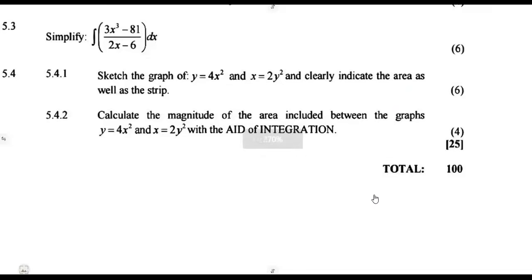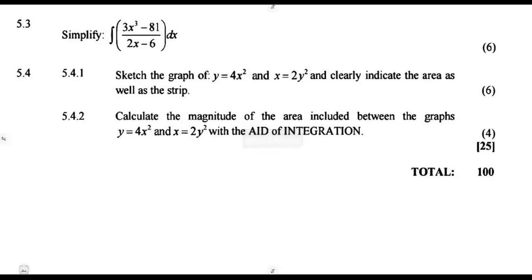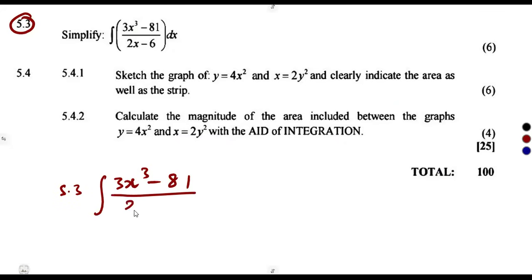Just like that, 5.3. Given this, we are back now to factorization, where we need application of your factorization before you integrate. So we have got 3x cubed minus 81 over 2x minus 6 with respect to x. So let's just try to factorize before we do the integration. Do you have anything common here? We can factor out the 3.